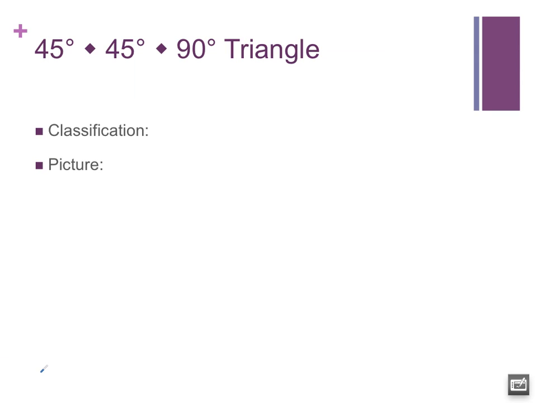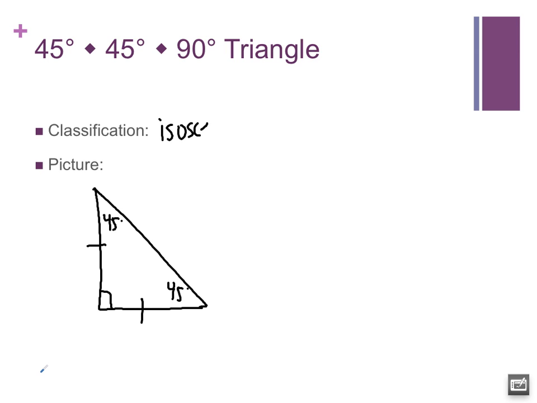I'm going to start by drawing myself a picture. So we know that we have a right angle, so we have 90 degrees. So that's here. My other two angles then are 45 degrees and 45 degrees. Because my two base angles are congruent, that means the legs are congruent. So classification, this is an isosceles right triangle.